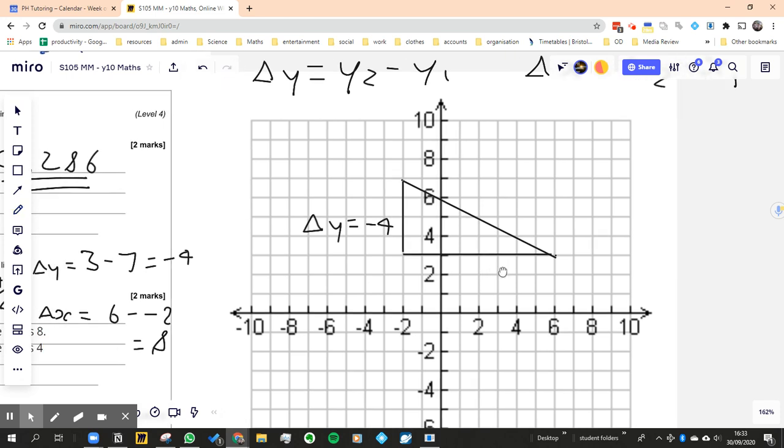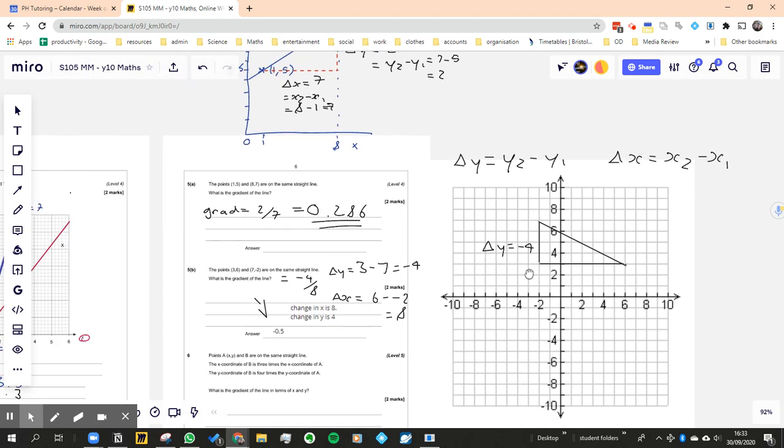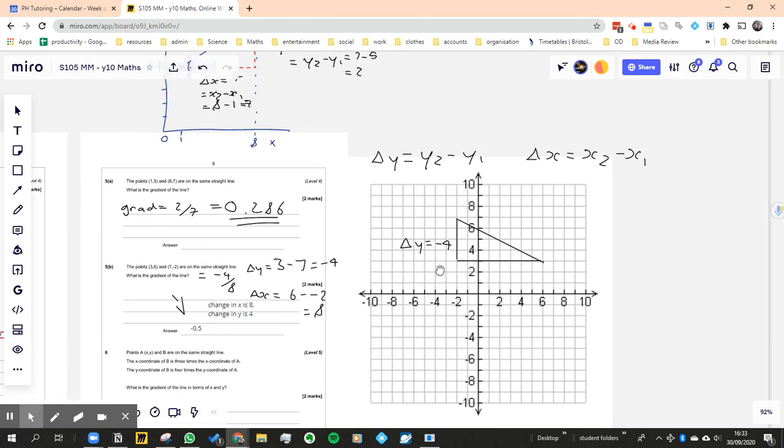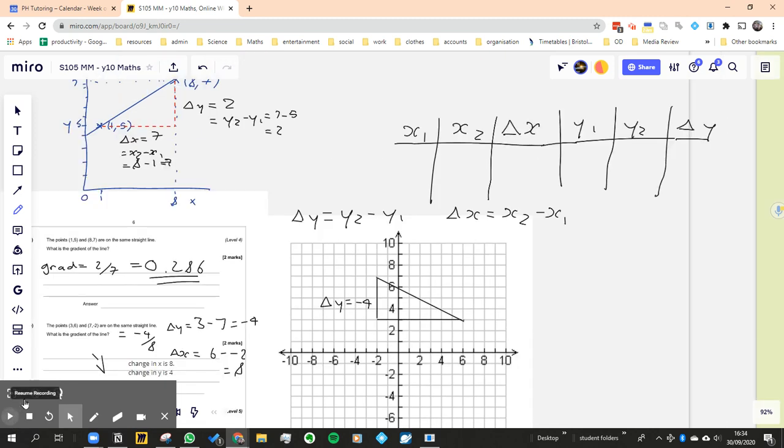Basically, a shortcut to do this without actually plotting out the graph is like this. The change in y is going to be equal to the second y value minus the first y value. In fact, I'm going to just draw out a table.